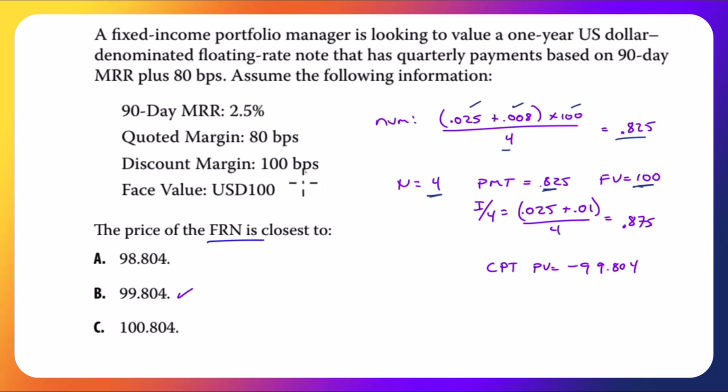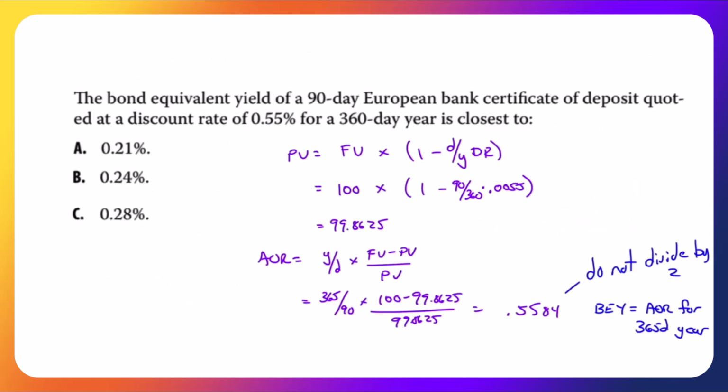We need our discount. We know that the discount margin is 100 basis points. MRR is 2.5. Divide that by 4, you get 0.875. Enter in these 4 variables, compute PV, negative 99.804.